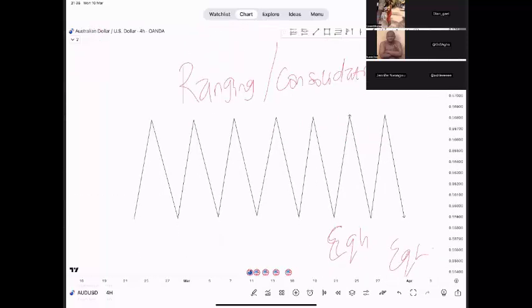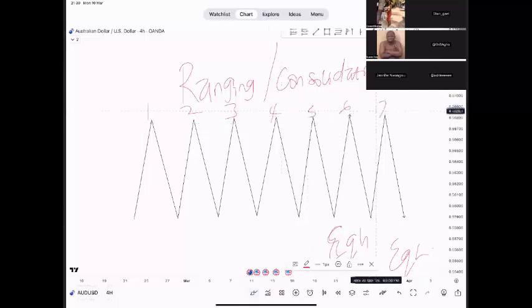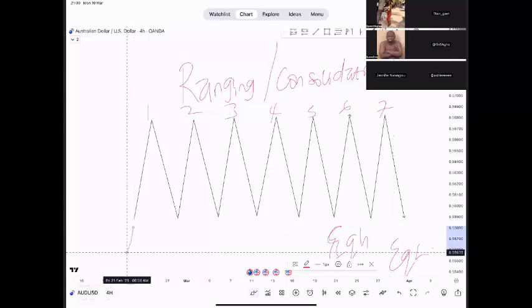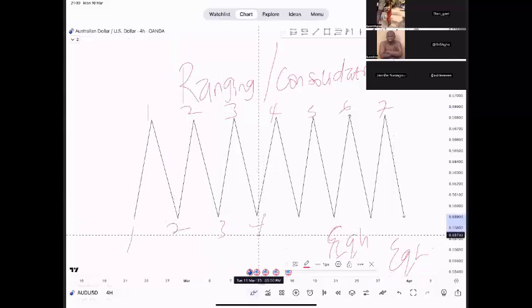When we say that something is ranging, that thing is just moving in one place, right? It will go here today, come back again, go back again to that point, come back again. Do you understand? If I label these highs 1, 2, 3, 4, 5, 6, 7, you would see that high 1, high 2, high 3, high 4, 5, 6, and 7 are at the same level.